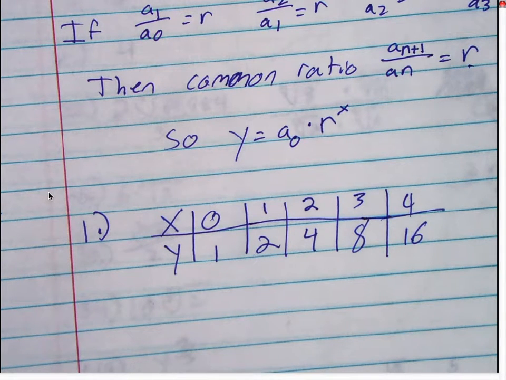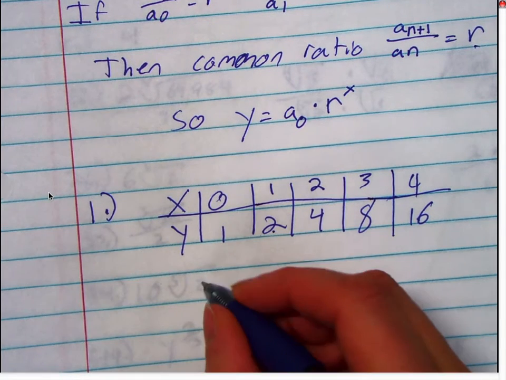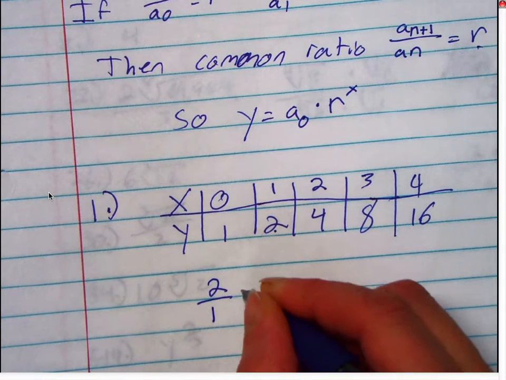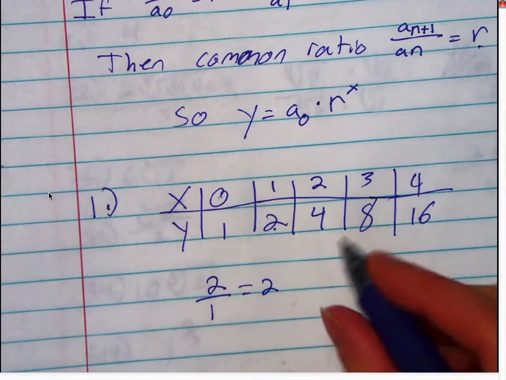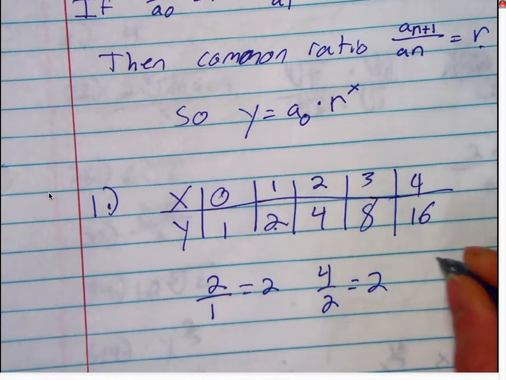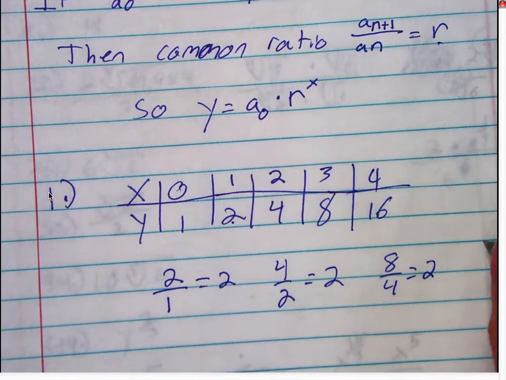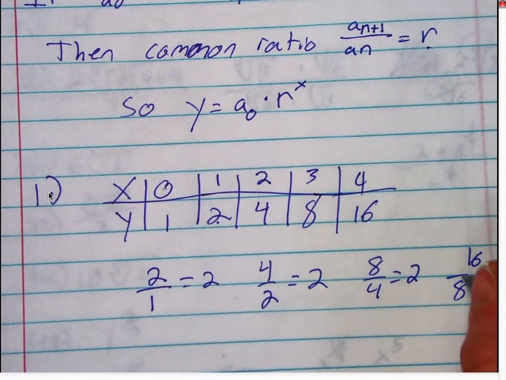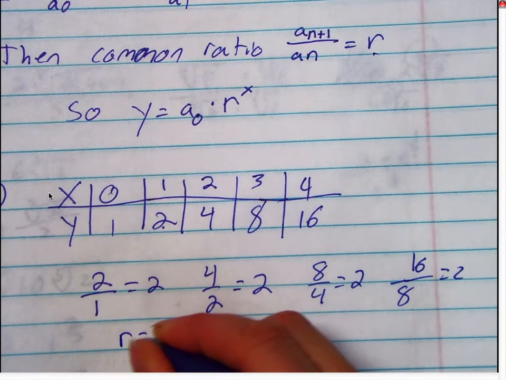So to figure out exponential, we don't do differences. We don't subtract. We're doing quotients. We divide. So I'm going to take a sub 1, which is 2, over 1, and I get 2. So is that my r? Well, let's see if all the rest are the same. 4 divided by 2, does that give me 2? 8 divided by 4, does that give me 2? What about 16 divided by 8? What's that give me, guys? 2. So they all give me 2. So I know my r equals 2.